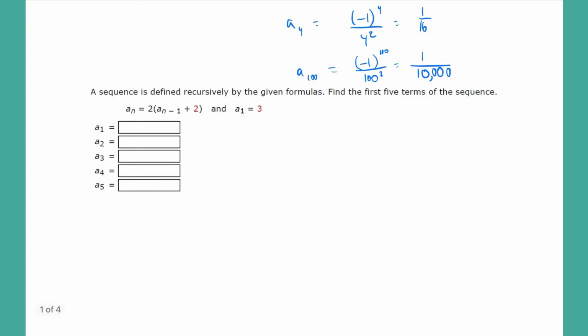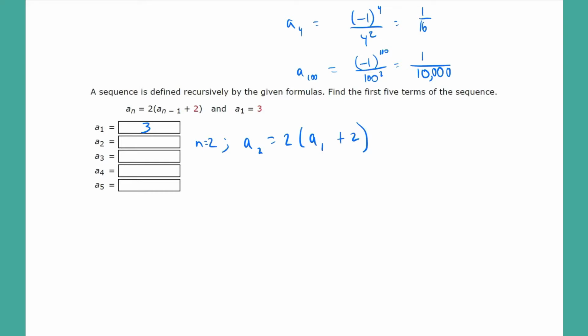This is the same thing, but this time the function is defined recursively. That means you need the previous term to find the next term. As you can see, they do give us the first term. They need to give you the first term, which is 3. Now we can use that to find the next term. Since we're looking for a sub 2, that means n is 2. So if you plug in 2 for n into this recursive formula, you're going to get 2 a sub 2 minus 1, 2 minus 1, which is 1, plus 2.